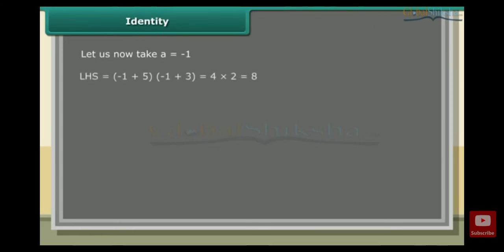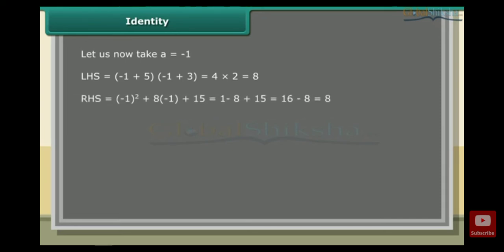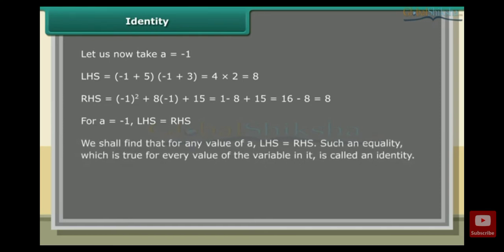Let us now take a as minus 1. LHS is equal to (minus 1 plus 5) into (minus 1 plus 3) is equal to 4 into 2 is equal to 8. RHS is equal to (minus 1) squared plus 8 into (minus 1) plus 15 is equal to 1 minus 8 plus 15 is equal to 16 minus 8 is equal to 8. For a is equal to minus 1, LHS is equal to RHS. We shall find that for any value of a, LHS is equal to RHS. Such an equality, which is true for every value of the variable in it, is called an identity. Thus, (a plus 5) into (a plus 3) is equal to a squared plus 8a plus 15 is an identity.